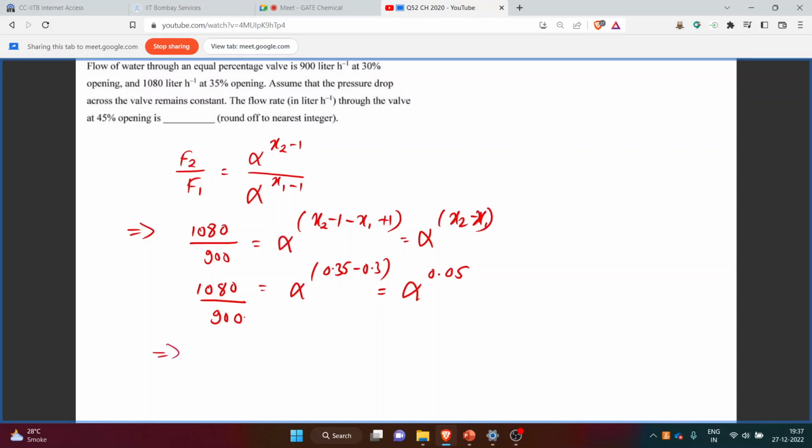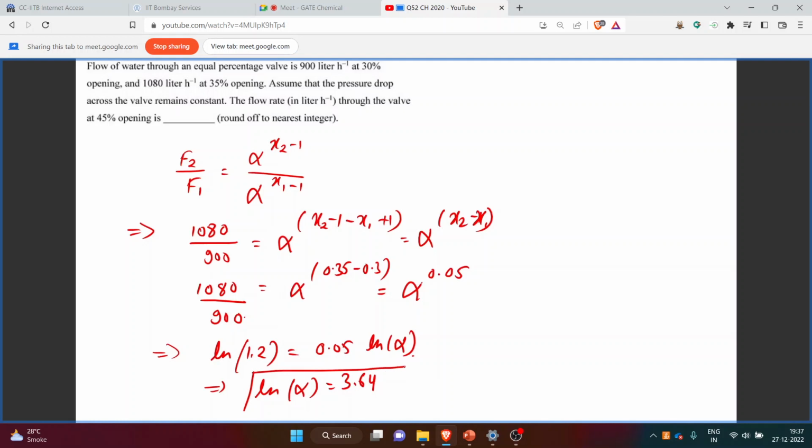Now to find the value of alpha, we can take log of this and it will become ln of 1080 divided by 900, which is 1.2, equal to 0.05 times ln of alpha. That is, the value of ln of alpha will be ln of 1.2, which is 0.1823, divided by 0.05. So that is 3.64.